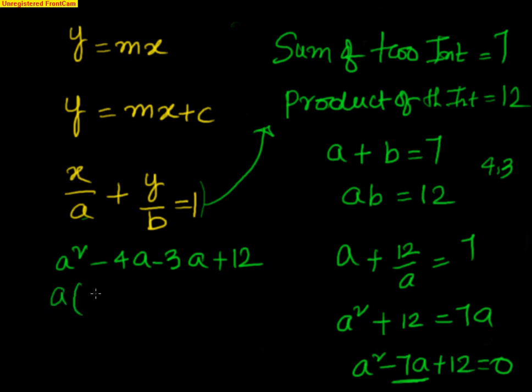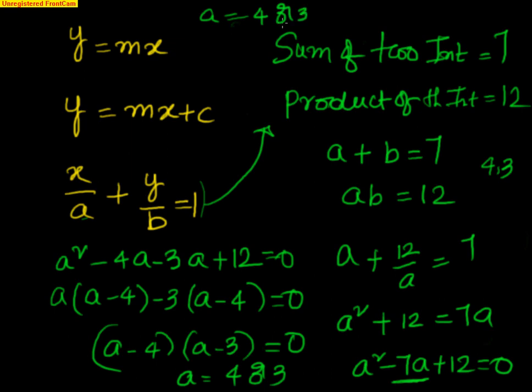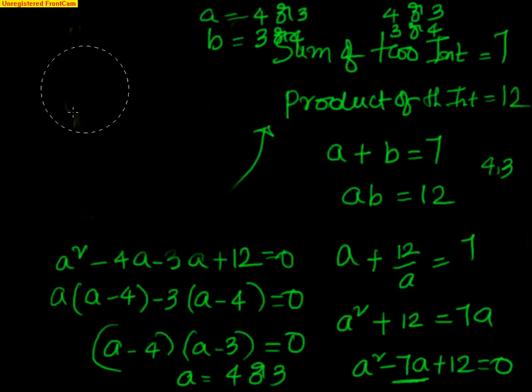Now let's take a common here. This becomes a minus 4. I can take minus 3 here so that I get a minus 4 again. This gives me (a minus 4) into (a minus 3) equal to 0. Nothing but my a equal to 4 or 3. If my a is equal to 4 or 3, b will be equal to 3 or 4. So let's frame equations for 4, 3 or 3, 4. Let me just erase this part so that I can complete the problem here.